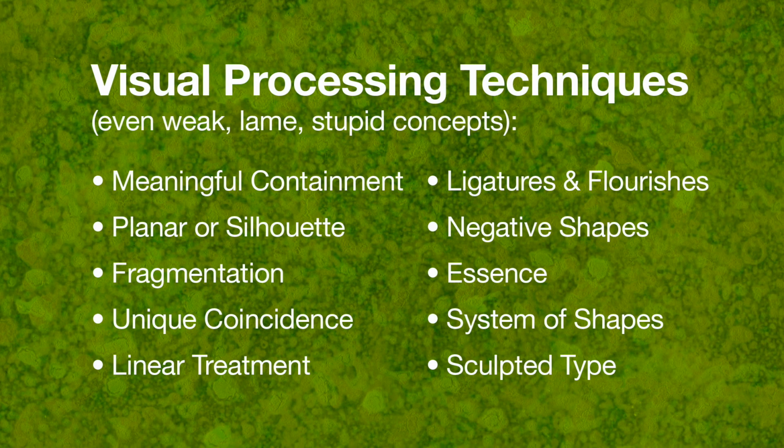Consider how each concept might be rendered with each of the visual processing techniques, even the weak, lame, stupid concepts: meaningful containment, planar or silhouette, fragmentation, unique coincidence, linear treatment, ligatures and flourishes, negative shapes, essence, system of shapes, and sculpted type.